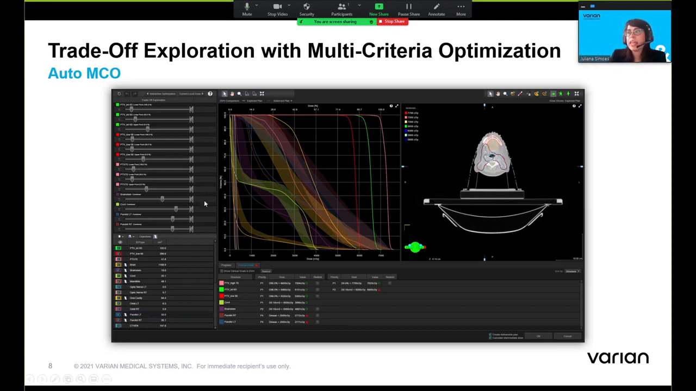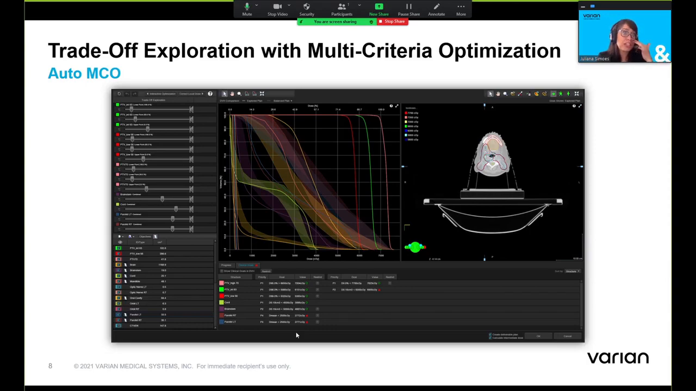Okay. And aside to that, you can see that your clinical goals are showing here, with the green circle saying that it's passed and the red one saying that it's not passed. So as you move the bars, this will change and the numbers will change as well. But what the auto MCO does is really leverage the prioritization that we used in the clinical goals when we first created the plan and added the clinical goals.